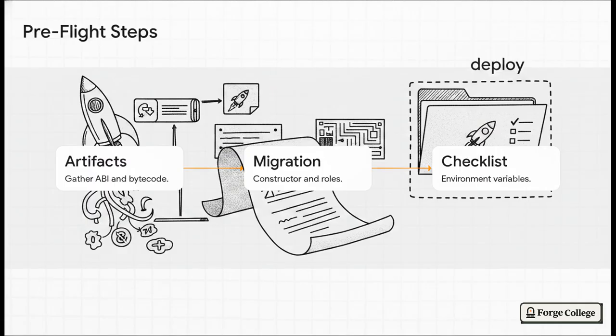Step 1, you've got to gather your compiled contract artifacts, specifically your ABI and your bytecode, straight from your CI build. Step 2, grab your migration plan. This meticulously dictates your constructor parameters and your initial role assignments. And Step 3, secure your architecture checklist for all those necessary environment variables. You're going to take all these essential blueprints and place them into a known deploy folder so that your deployment script runs chronologically and without a single hitch.